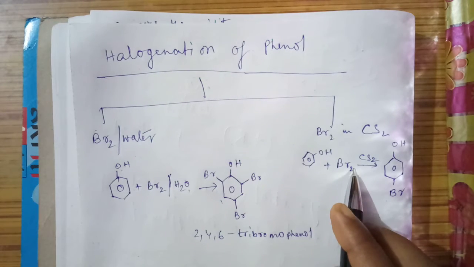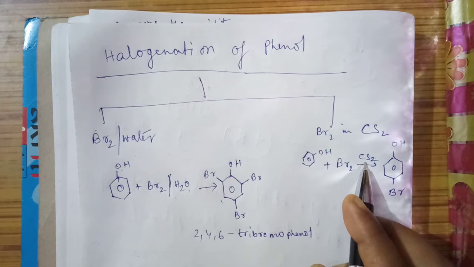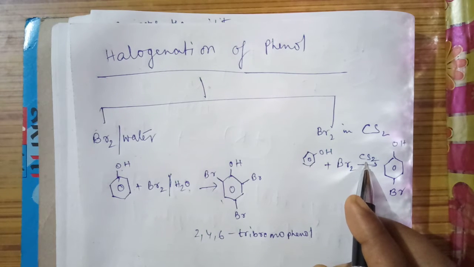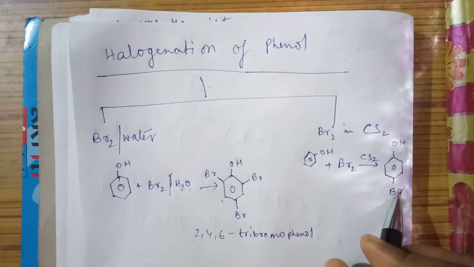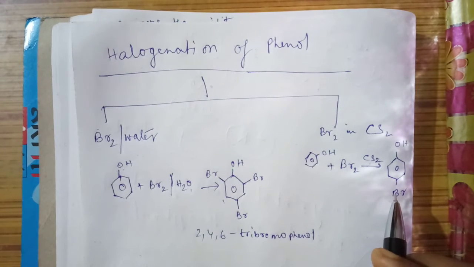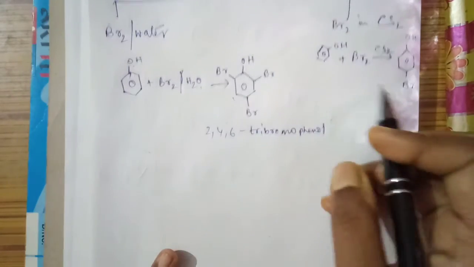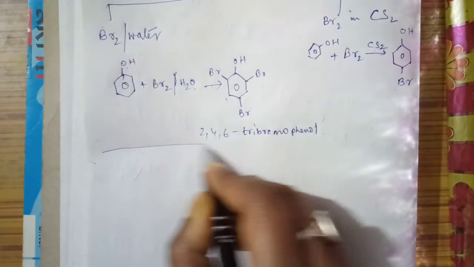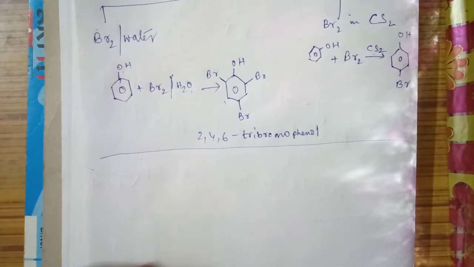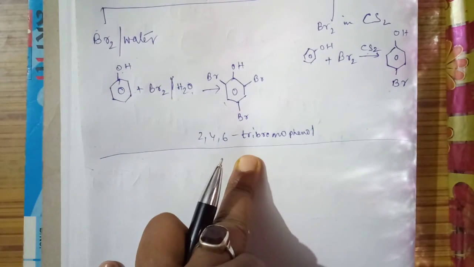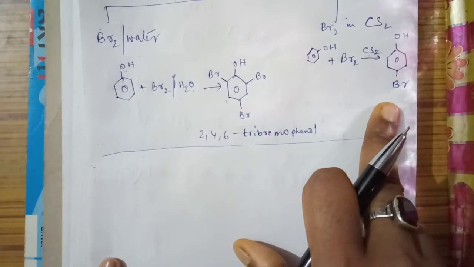But if the solvent is not an aqueous solution but an organic solvent, then the phenol will not become phenoxide ion, so it will not activate the benzene ring that much. That's why we get either the ortho product or the para product, that is the monohalo product. This reason generally comes as a very important question: why in the presence of bromine water do we get 2,4,6 tribromophenol, and in carbon disulfide why only a monohalo product.